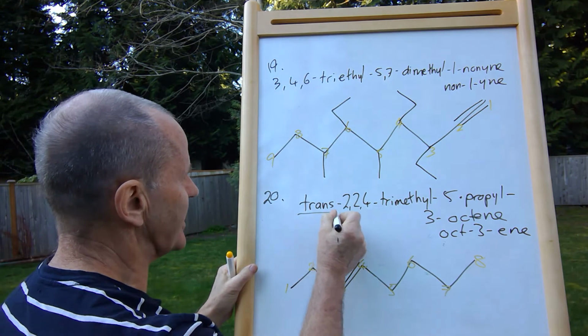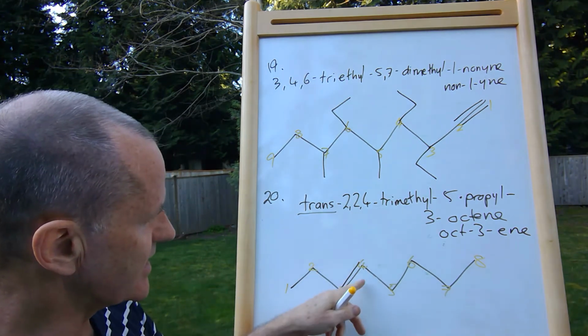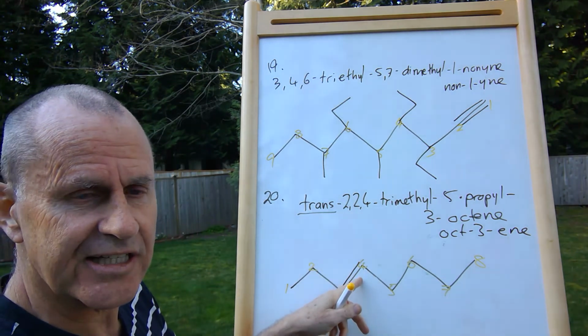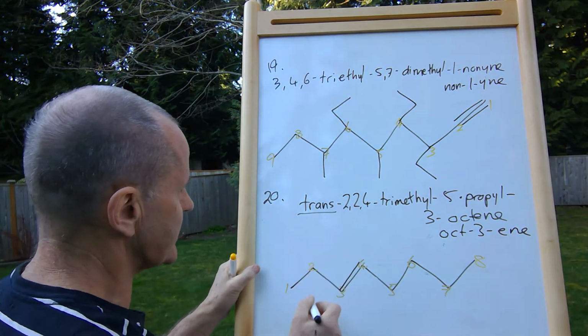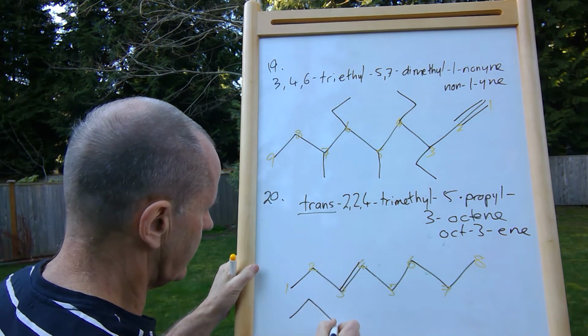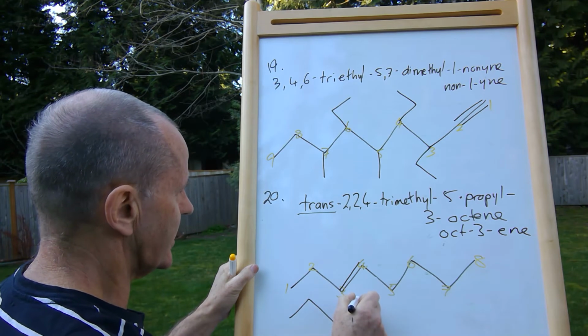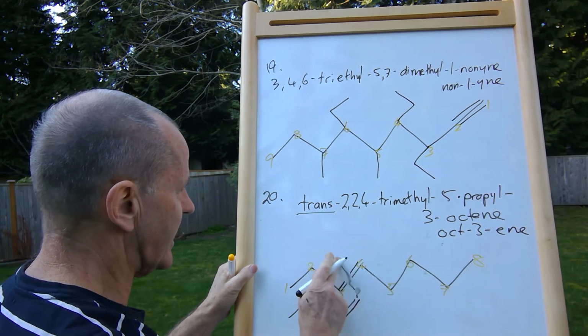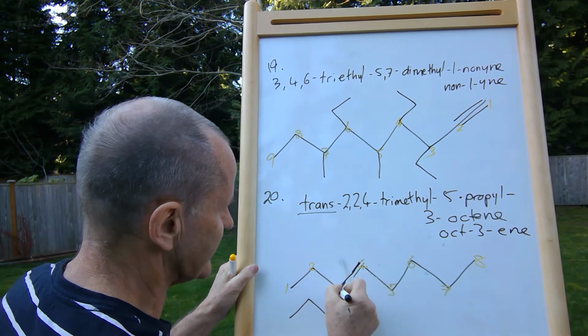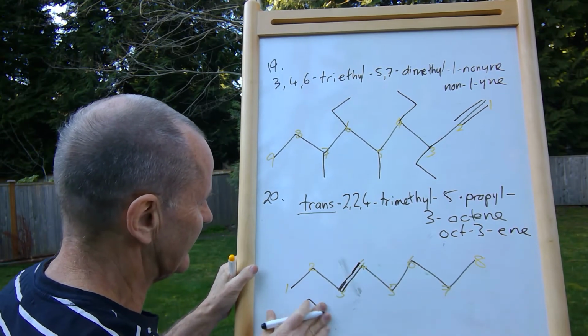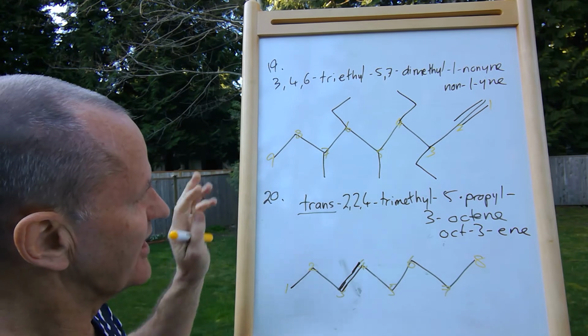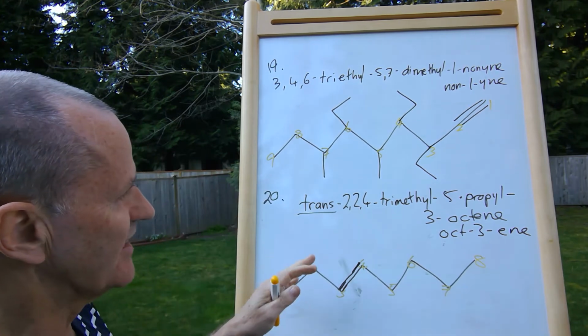I forgot about the trans. So, is this a cis or is it a trans that I've drawn? Remember, a cis would look like this. And then it would go the same direction as the one there. So I have drawn it correctly as a trans. I'll draw a cis one in a while, because I've messed that up a little bit.